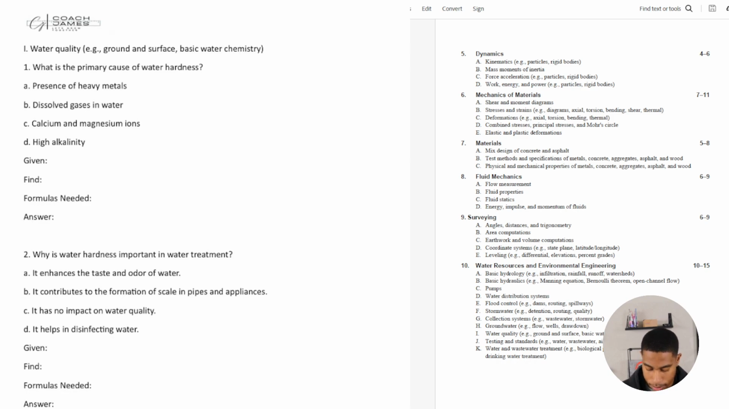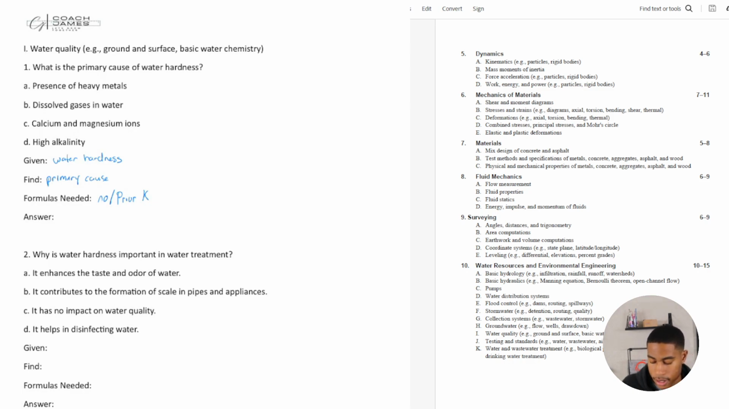So number one says, what is the primary cause of water hardness? All right. So what are we given? Given some answer choices, and we know that we're talking about water hardness. Find the primary cause. Okay. Formulas needed? No, you need prior knowledge on this. So when you think of water hardness, what causes it?